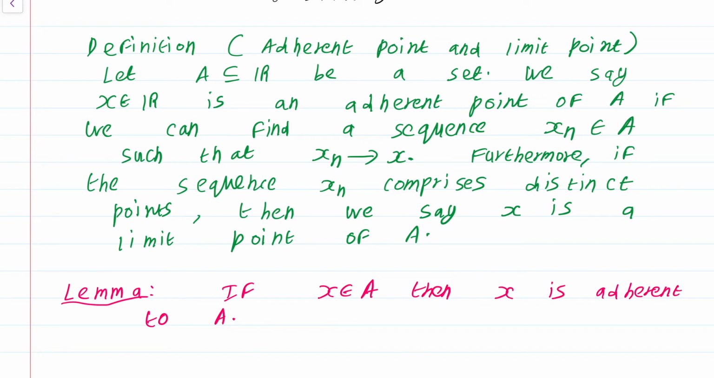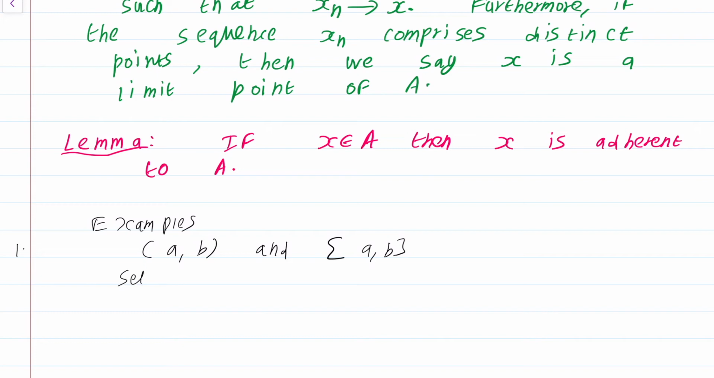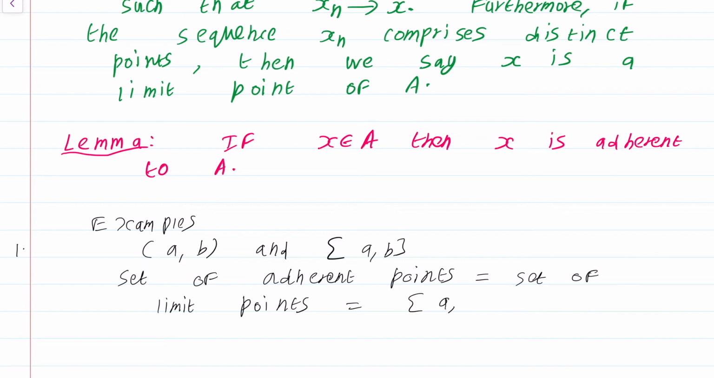Okay. Now, let me give some examples to illustrate that limit points and adherent points need not always be the same. So, examples. First, let's consider our favorite open interval (a,b) and closed interval [a,b]. Now, the set of adherent points in both scenarios is equal to the set of limit points, and both are equal to the closed set [a,b].